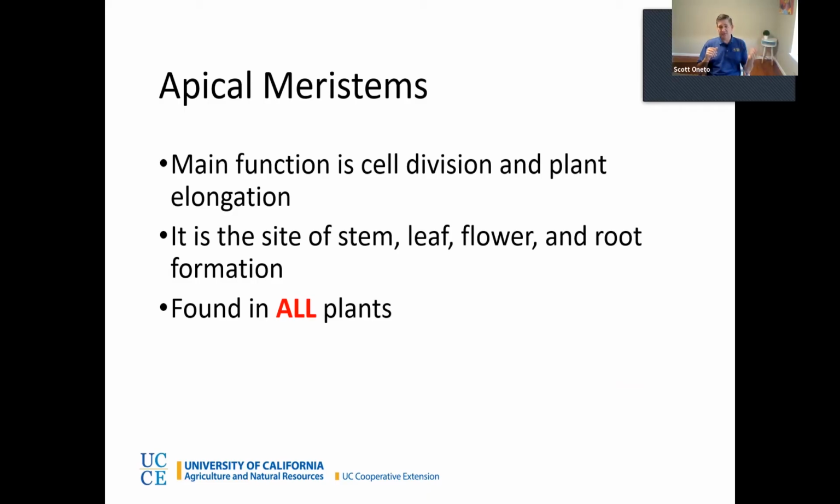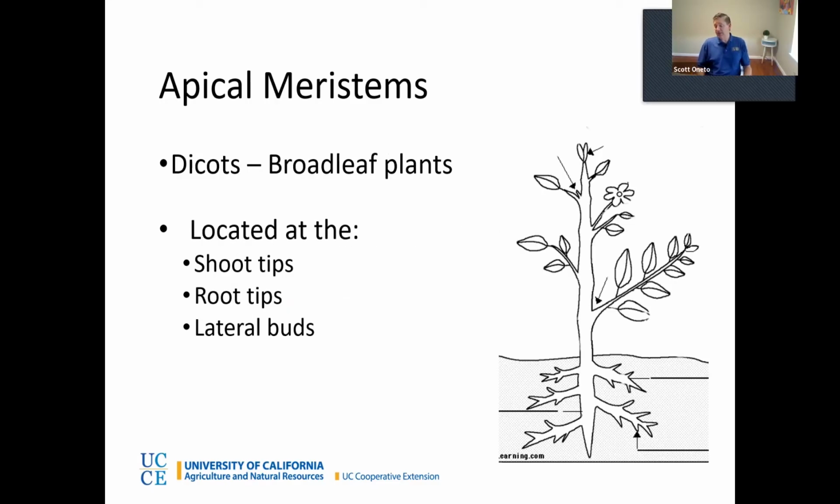So whether it's new stems, new leaves, roots, flower initiation, whatever the plant part is, these occur at the apical meristems. And it's important to note that these apical meristems are found in all plants. The location may vary a little bit, but they are found in all plants. And so if we think about a dicot, so again, remember these dicots, these are those broadleaf plants that I talked about earlier. So dicots have apical meristems that are found at several locations.